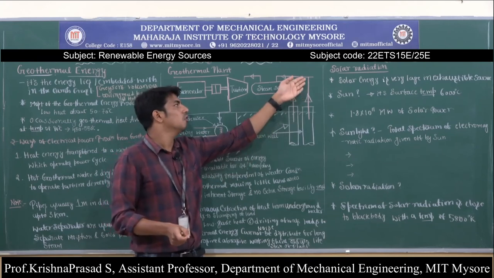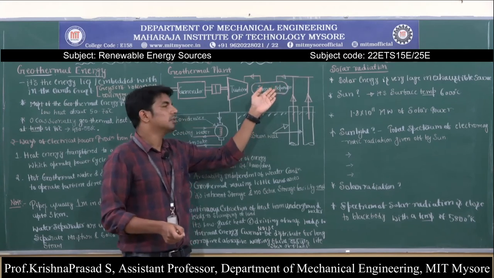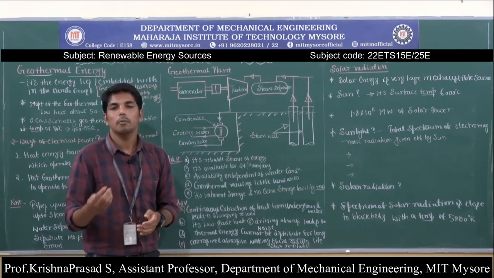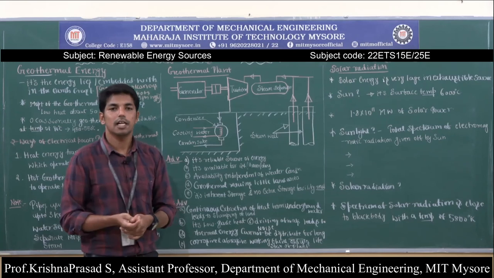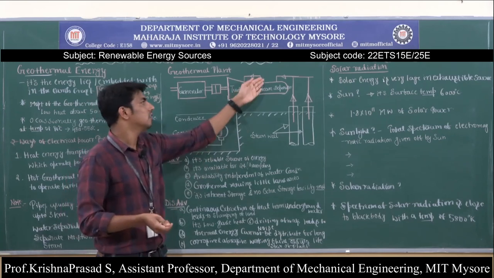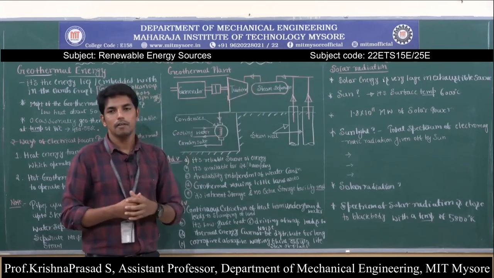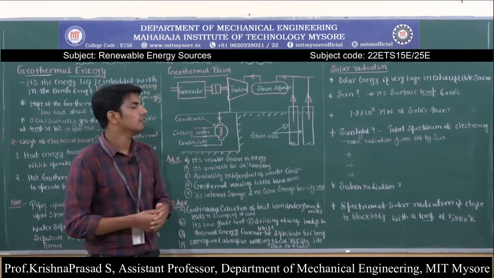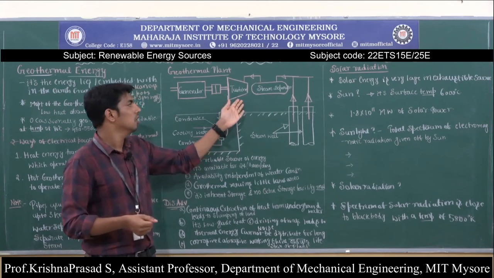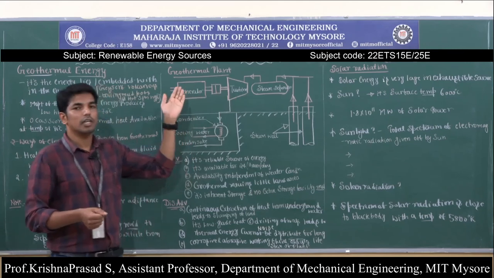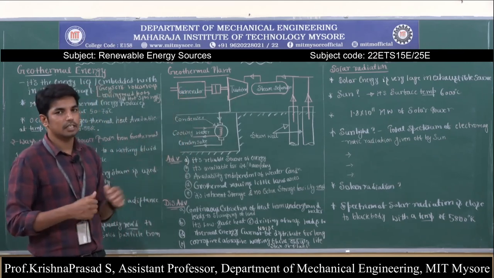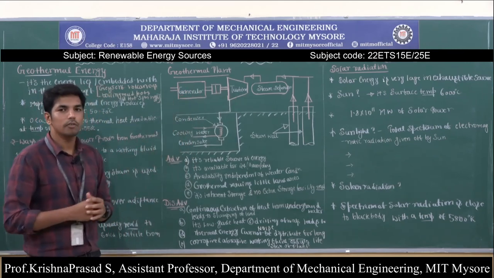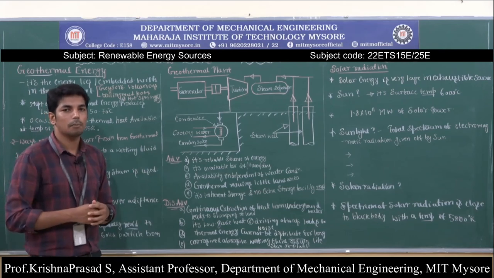Then it is made to flow over the steam separator, where we remove the moisture as well as the sand particles from the steam. Then the steam is made to flow over the turbine in order to convert the heat energy of the steam into mechanical energy. Then the turbine in turn is connected to the electrical generator to produce electricity. So this is the working of a geothermal power plant.